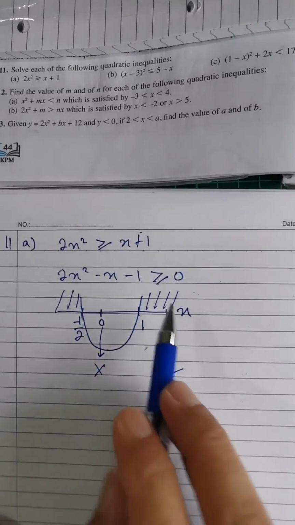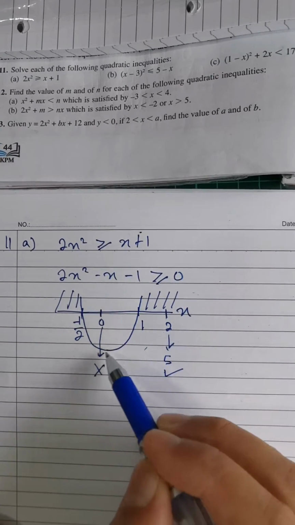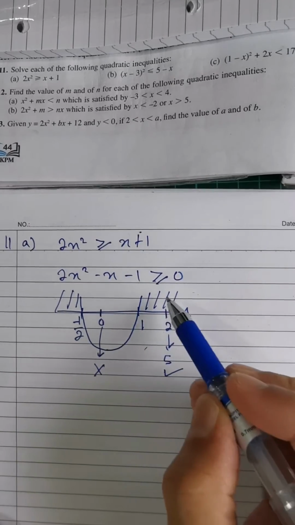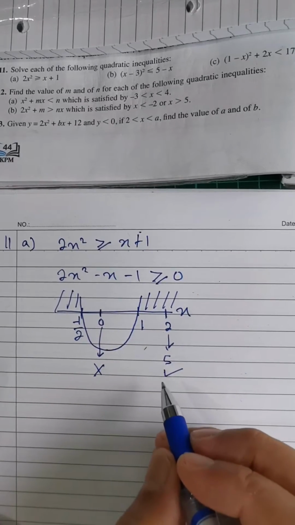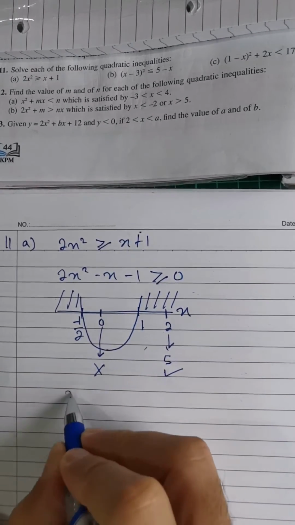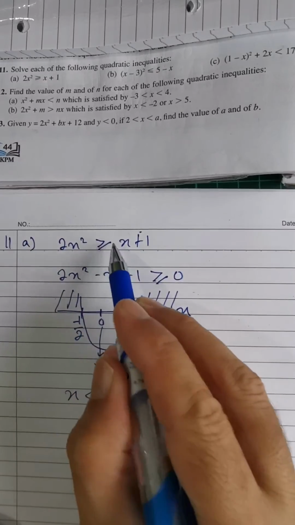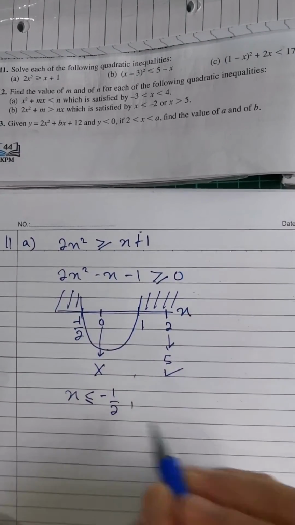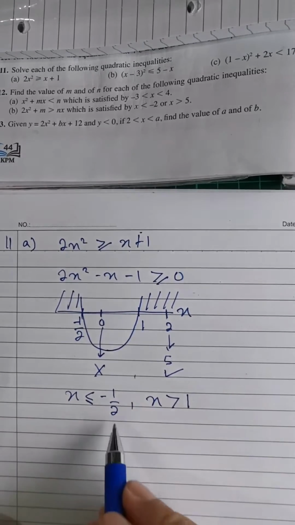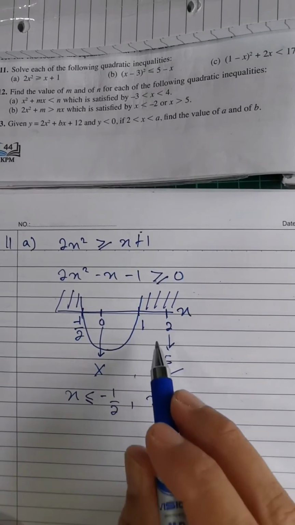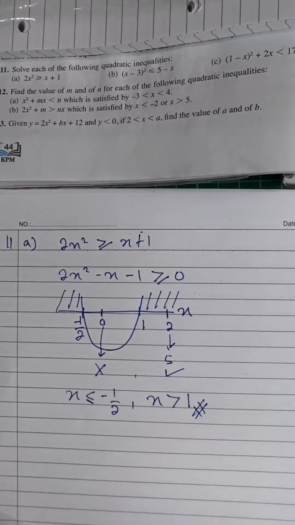Yes. Okay, so whenever the value of a is positive, the shape will be this U shape, and larger than 0 will always be outside. So we have to say the answer is x less than -1/2. So since it's larger or equals to, so less or equals to, and x is larger than or equals to 1. Okay, so that's the final answer for 11a.